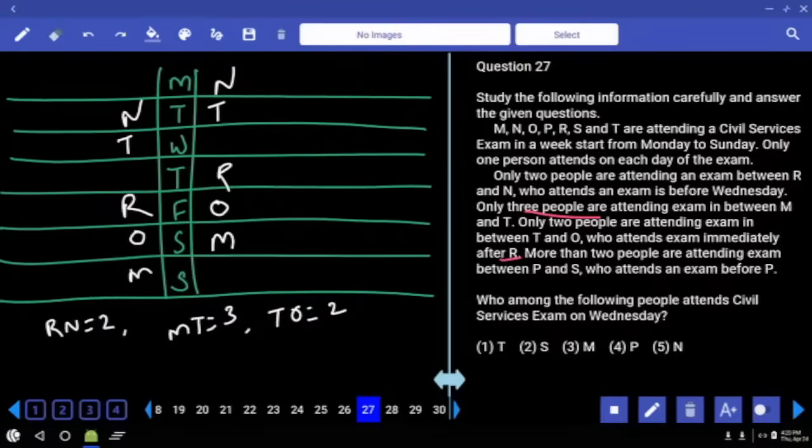Then more than 2 people between P and S. Now in between P and S, how many? More than 2 people. If P is here, S will be here, or if P is here, S will be here. Is it possible to have more than 2? No, and this case is ruled out. Hence if P is here, S will be here. Then S attends before P, S is before P as clearly given. Hence S must be on Wednesday and P is on Sunday.